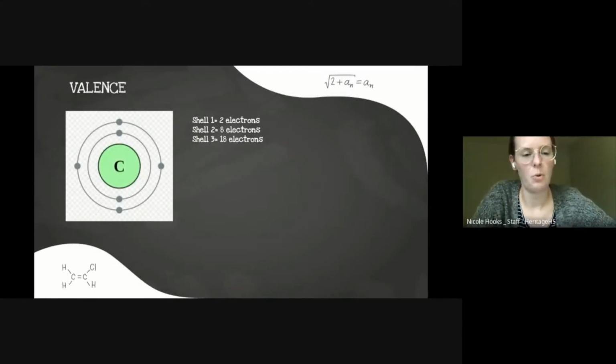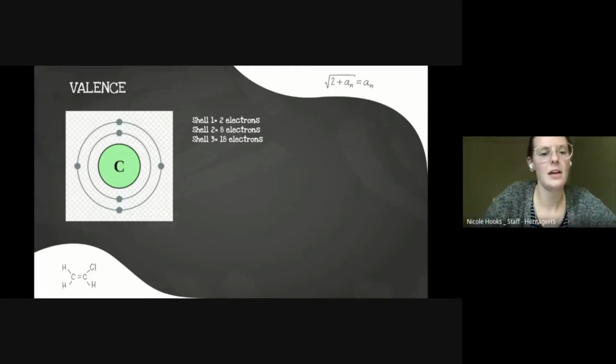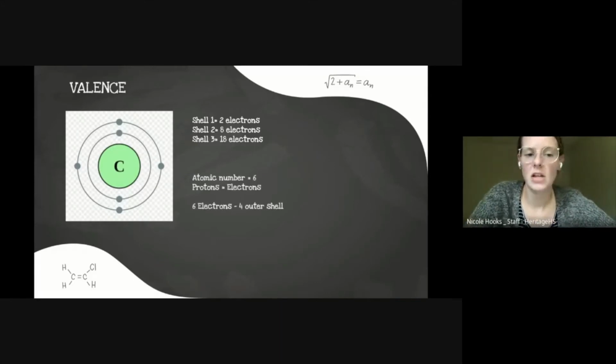So let's look at an example. So carbon has 6 electrons. How do I know that? So the atomic number of carbon is 6, and that's the number of protons, right? So protons actually equal the number of electrons. So there are 6 electrons.